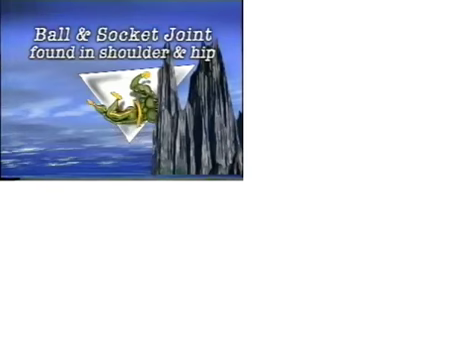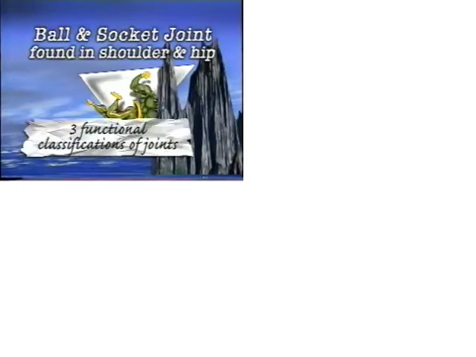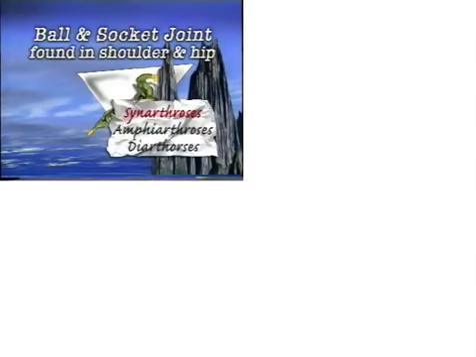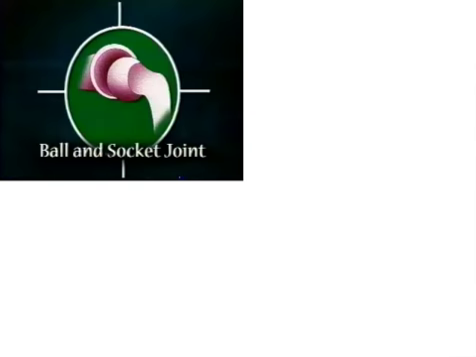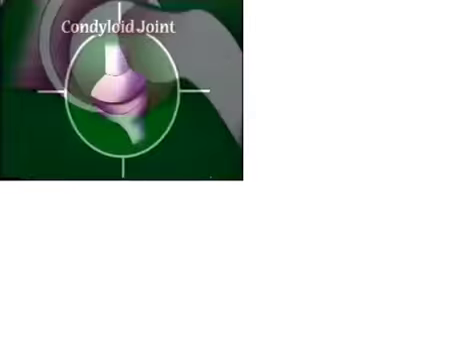In fact, you remember the 3 functional classifications of joints? Synarthroses, amphiarthroses, and diarthroses? Well, the ball and socket joint is a diarthrotic joint because it's super mobile. Finally, the condyloid joint, located in the knuckles and wrists, consists of a small condyle, or projection, that fits into a small depression and allows for side-to-side and up and down movement.